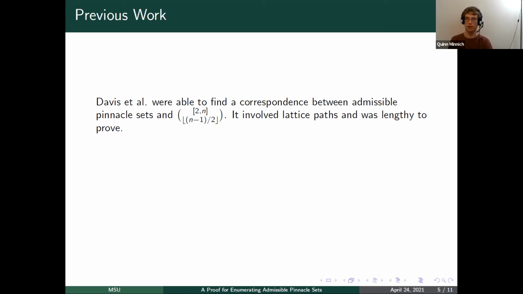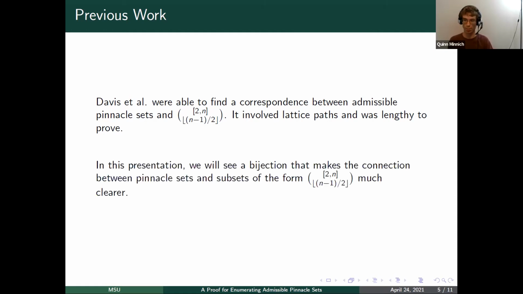And at least when I read through it the first time, it didn't really make the connection between admissible pinnacle sets and subsets very obvious, at least to me. It felt kind of roundabout. So what we wanted to do is see if we could come up with a bijection that made this connection a little bit clearer. And we were able to do that. So that's what this presentation will be. We'll be outlining the bijection we were able to find between subsets of this form and admissible pinnacle sets.